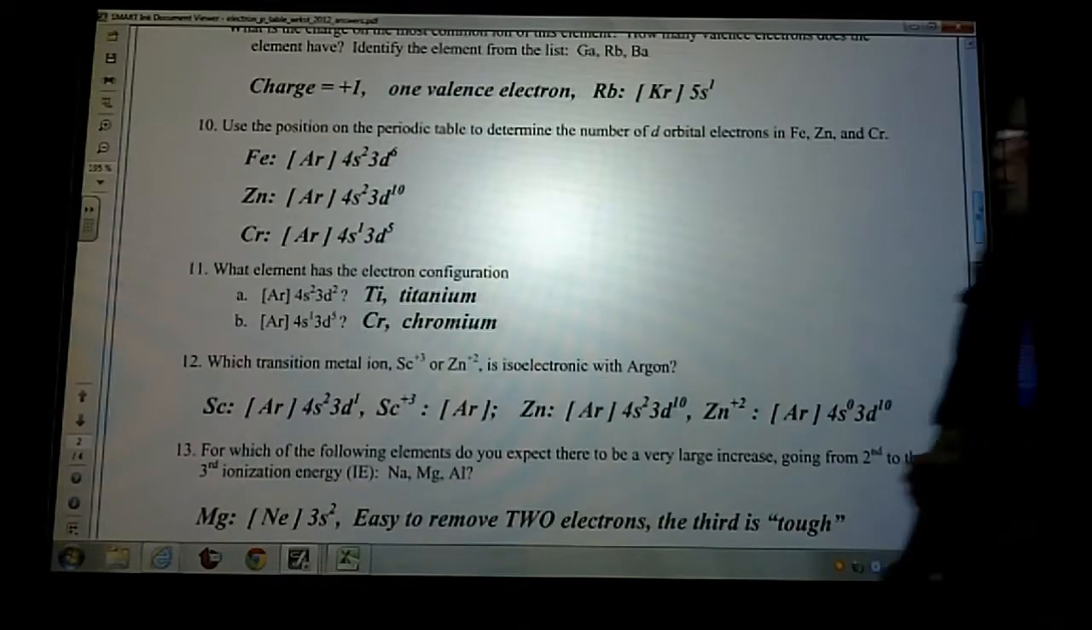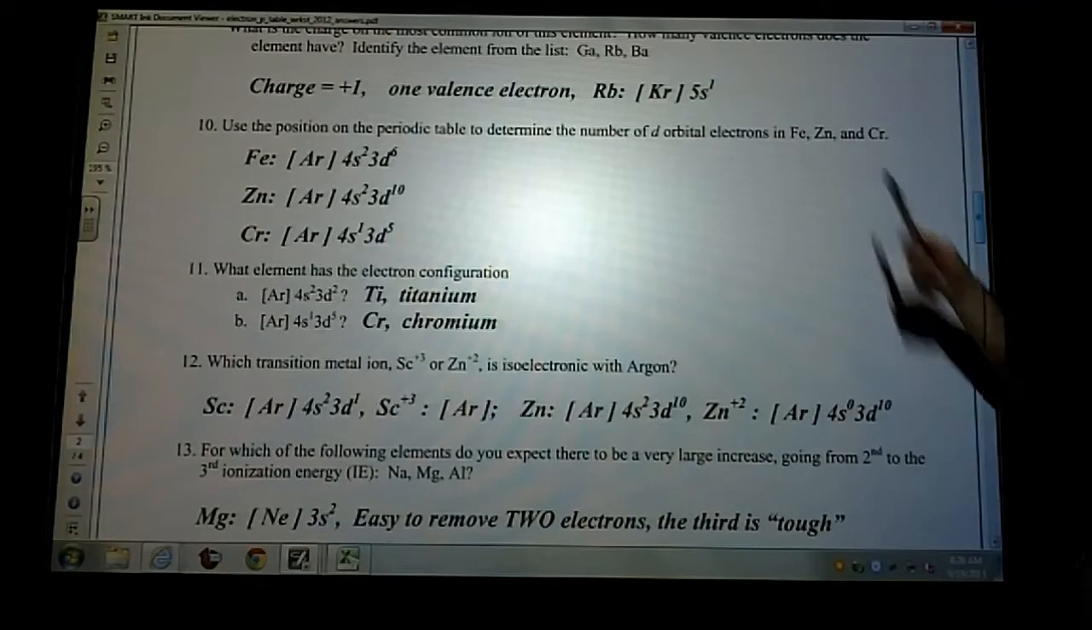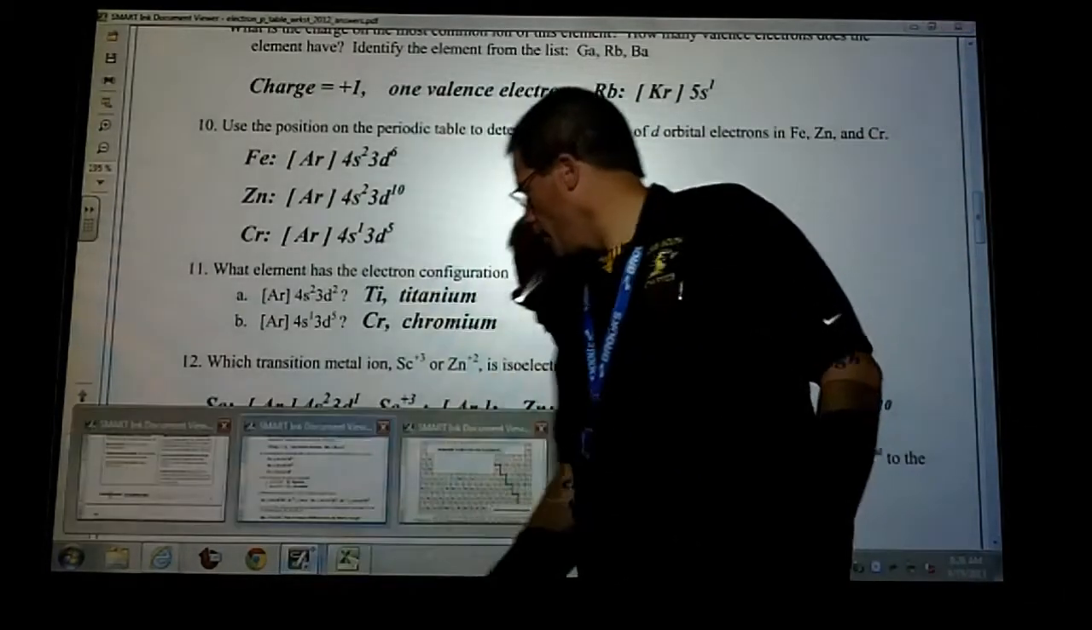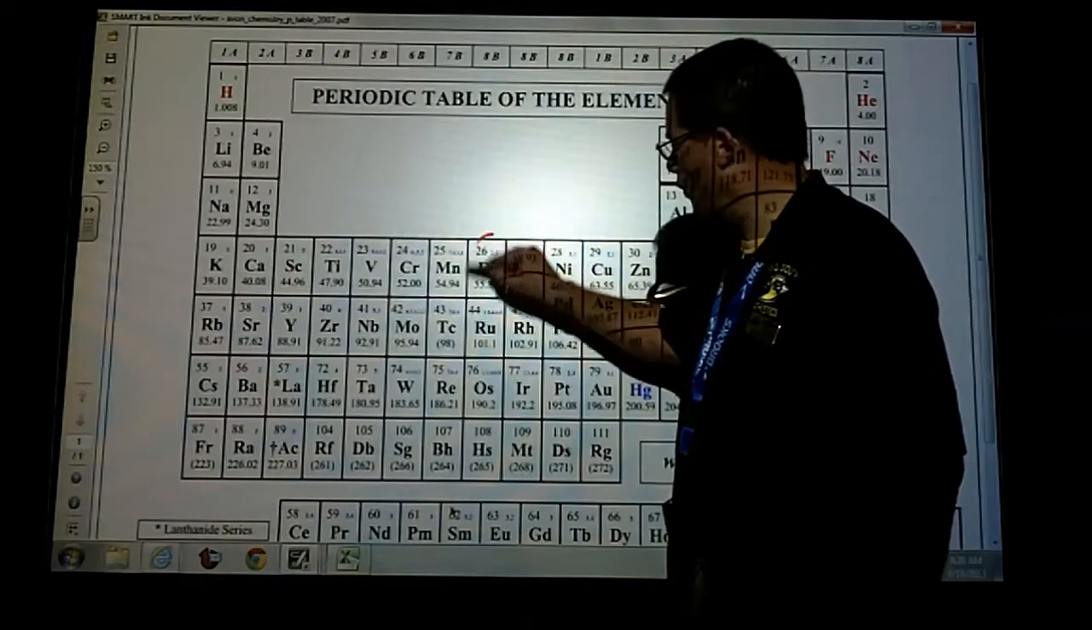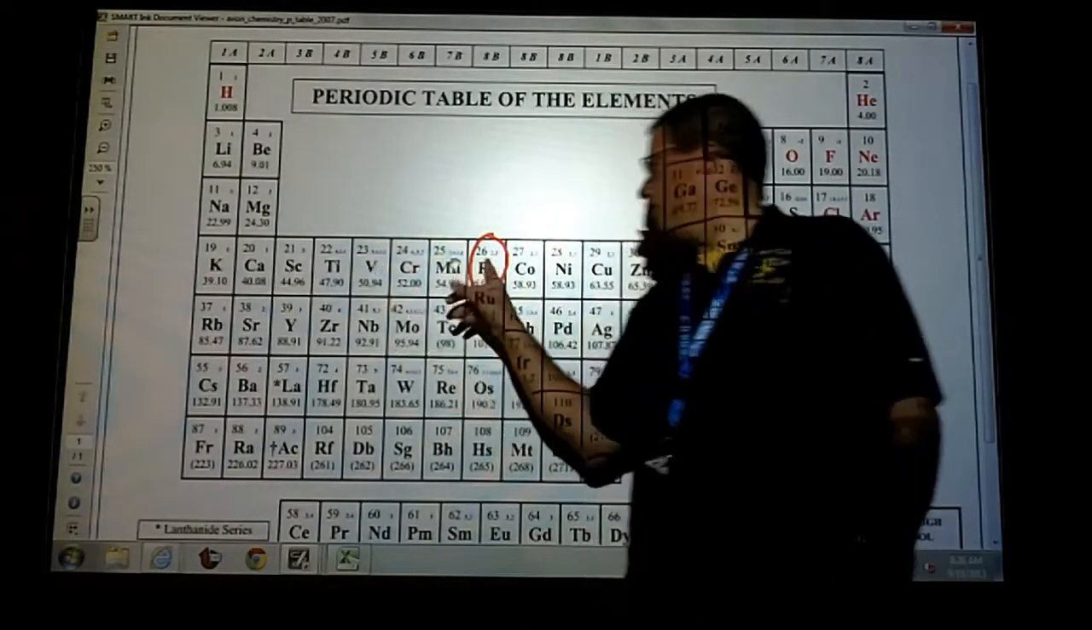All right, 10, use the position on the periodic table to determine the number of d orbital electrons for iron, zinc, and chromium. So iron, zinc, and chromium. So iron, the first one right here, how many electrons? 1, 2, 3, 4, 5, 6.